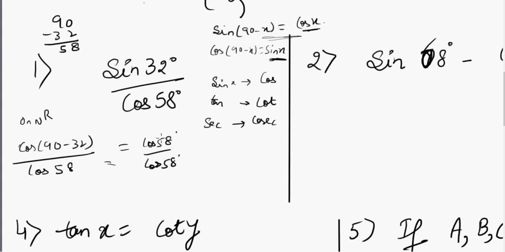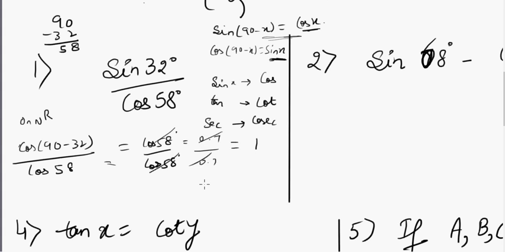Since cosine of 58 can have any value, say 0.7, the denominator will also have the same value, 0.7. So we can cancel these two values and the result will be 1.